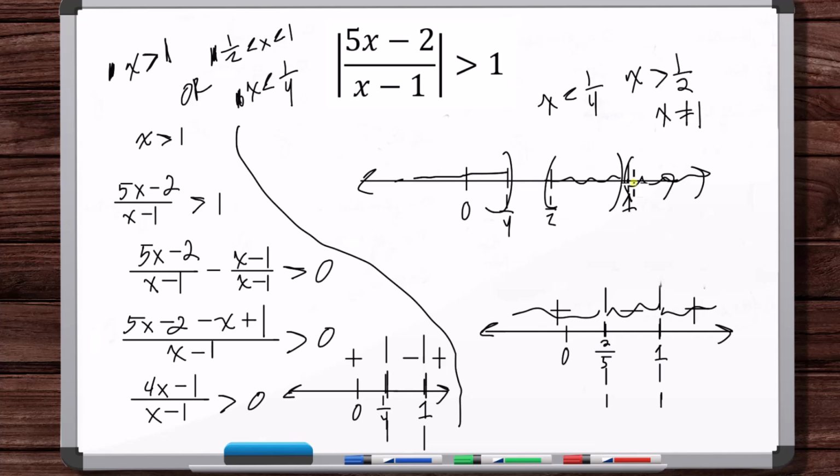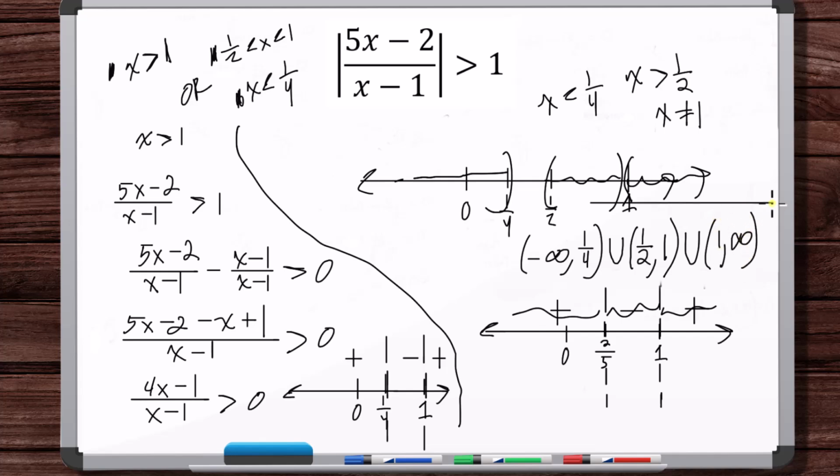So if we could put that in interval notation, let's see. We've got negative infinity to 1/4, not including 1/4, in union with 1/2 to 1, not including 1, in union with 1 to infinity. There we go. That's the solutions.